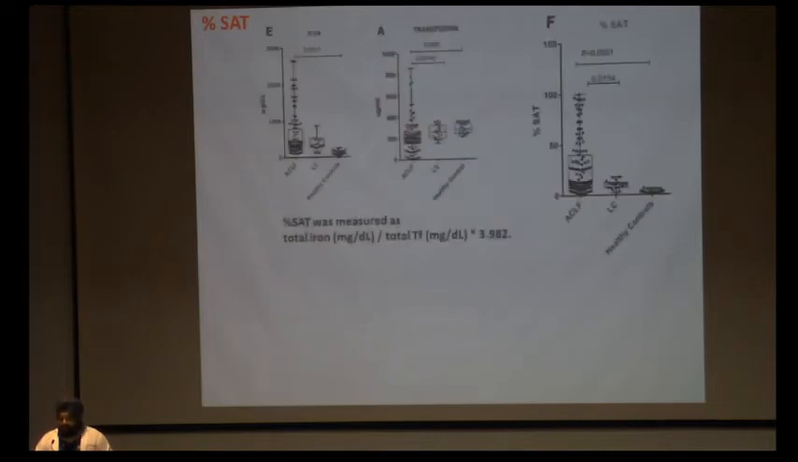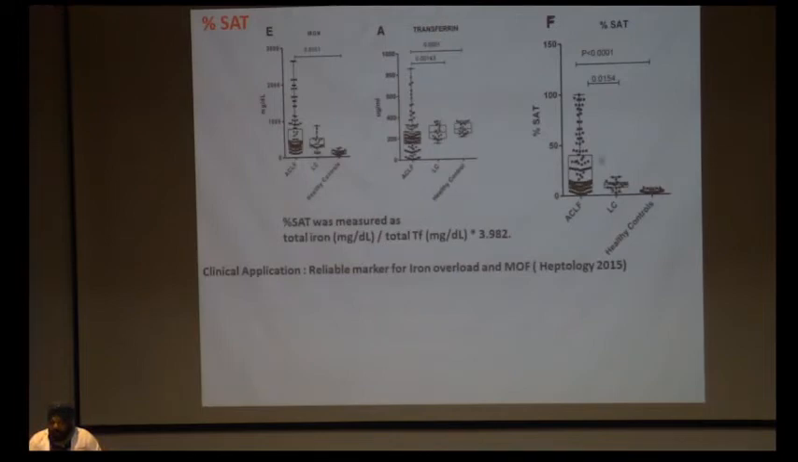Apart from this high omics analysis, we have certain publications where we have standardized and stabilized some important tests. For example, percent saturation: the iron present in the sample and transferrin present in the sample, based on this formula, total iron divided by total transferrin into 3.982 gives us percent transferrin saturation. This can be done very well in our lab. This has been published in our paper, and it is a reliable marker of iron overload and multi-organ failure. For this we need biofluid of any type, and sample preparation and analysis is 4 hours per 96 samples. Cost is 30,000 per 96 samples.